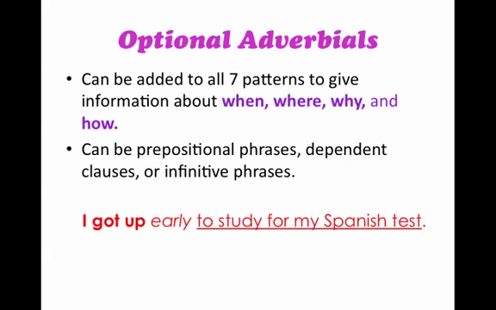Here's an example. I got up. This is a grammatical sentence. I got up. But if I simply said this to a friend, I got up, the person would probably say, so? Or when? Oh, I got up early. Why? I got up early to study. To study for what? For my Spanish test, of course. So we have a when, and then an infinitive plus a prepositional phrase for why. There are actually 3 optional adverbials in this sentence.